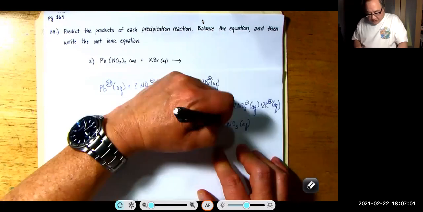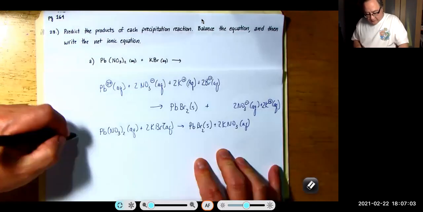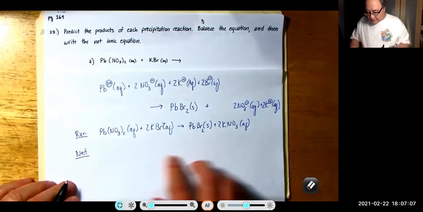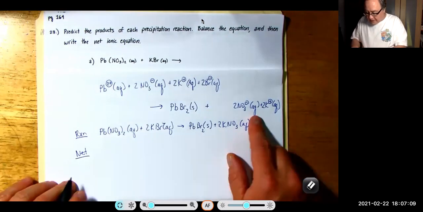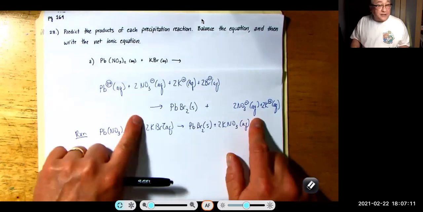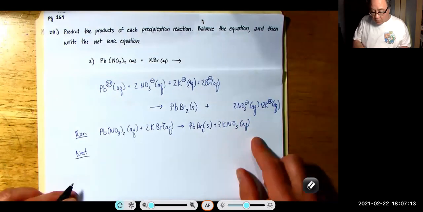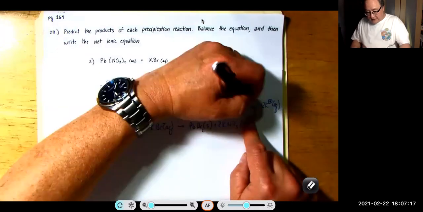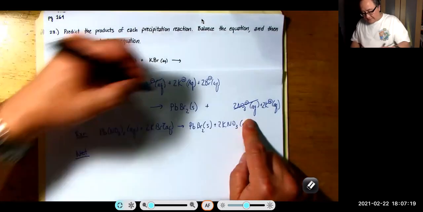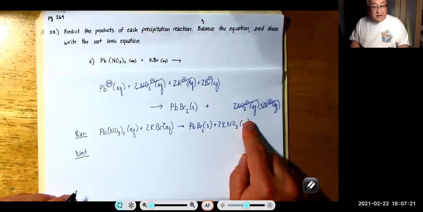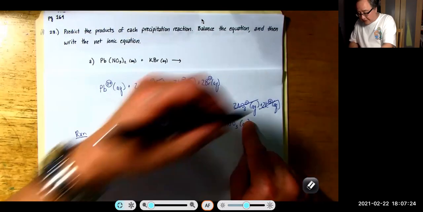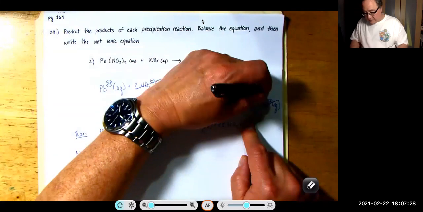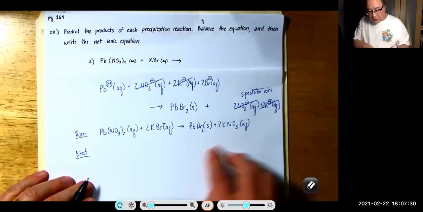So that's the reaction. What does the net reaction look like? The net reaction, if we look at all of this stuff written above, we exclude the things that are identical before the arrow and after the arrow. So these things are identical, and these things are identical. These things that are identical are called spectator ions, and they're excluded from the net.